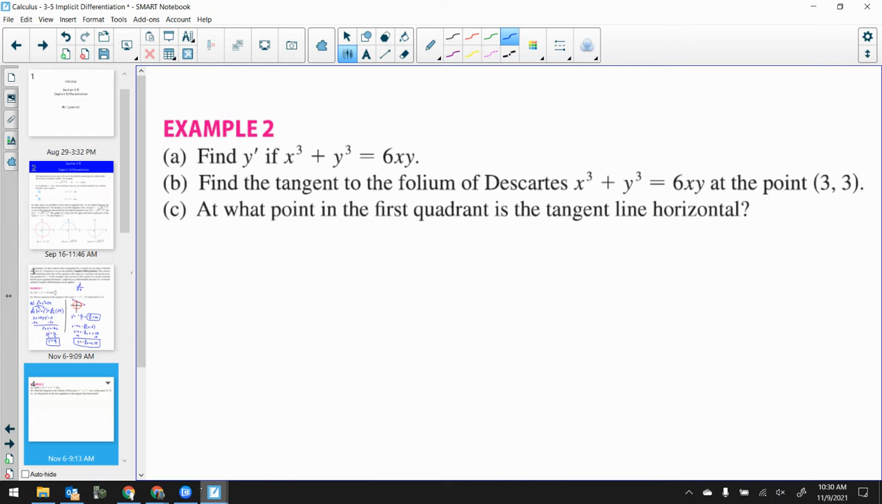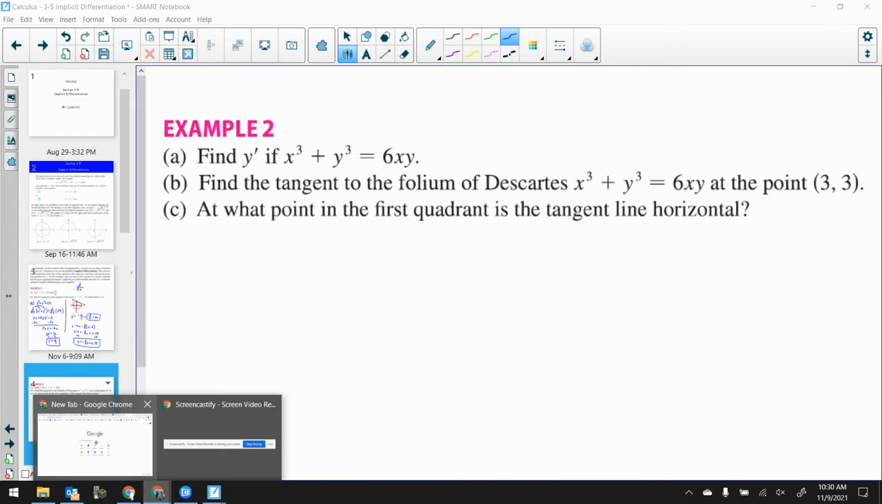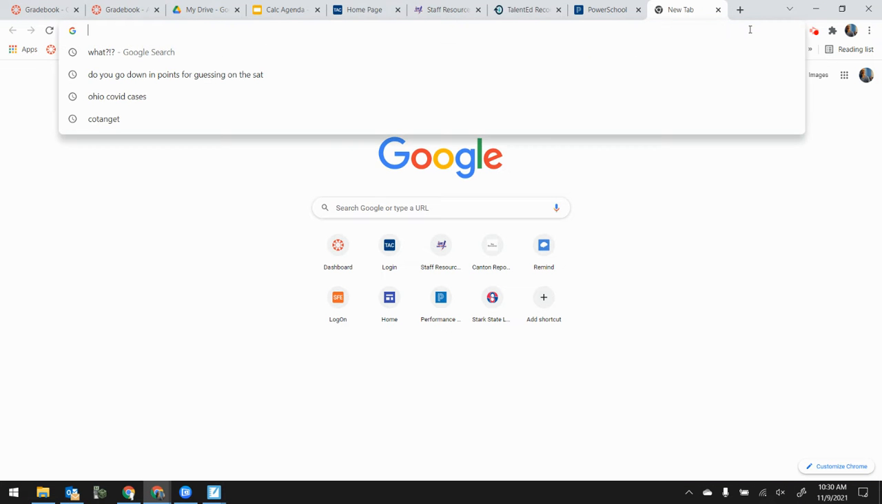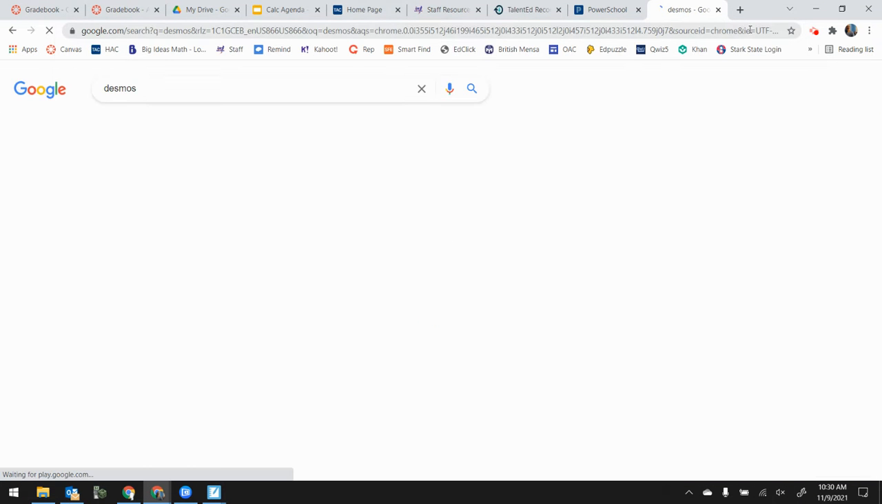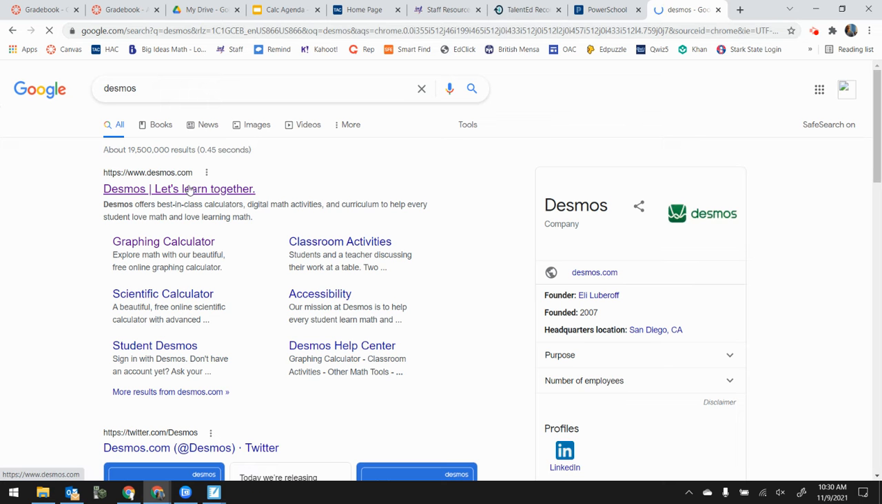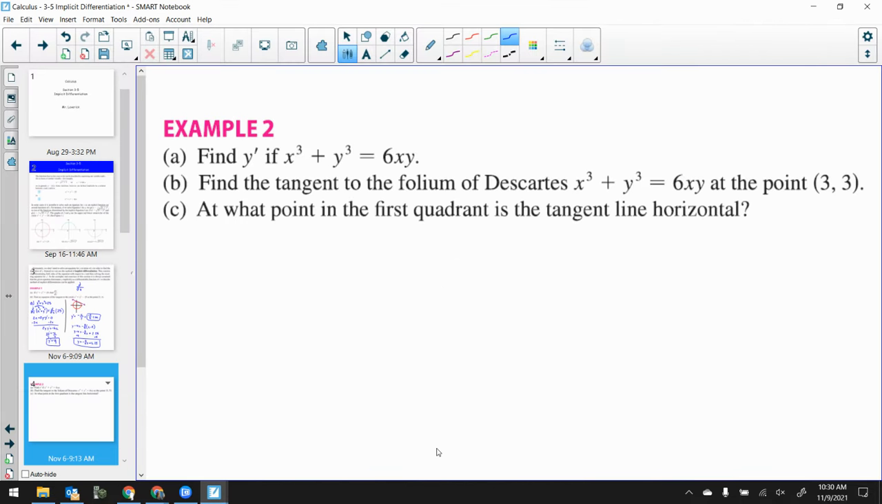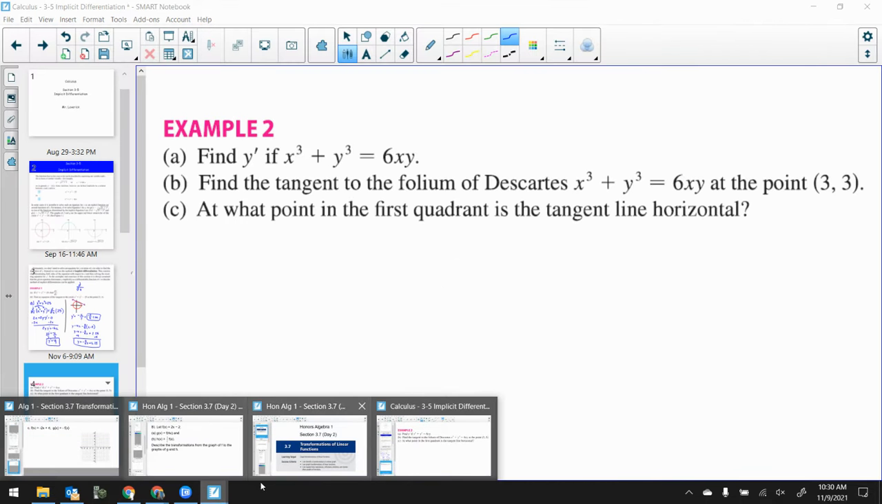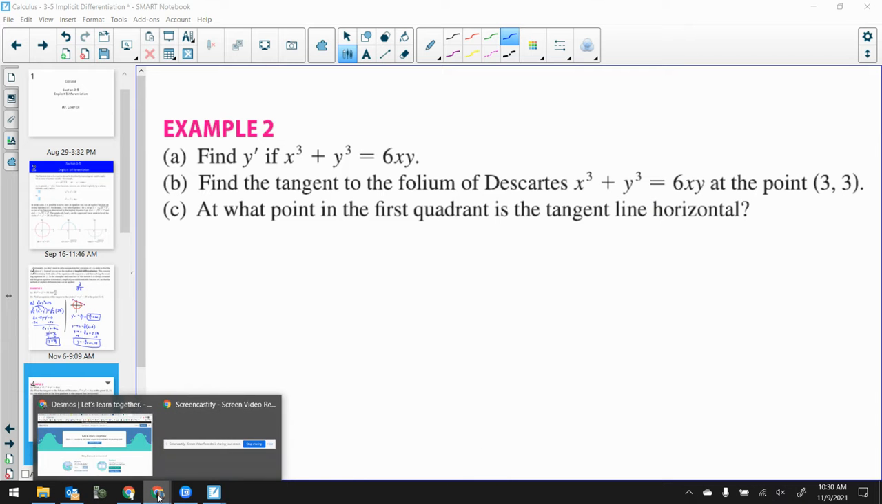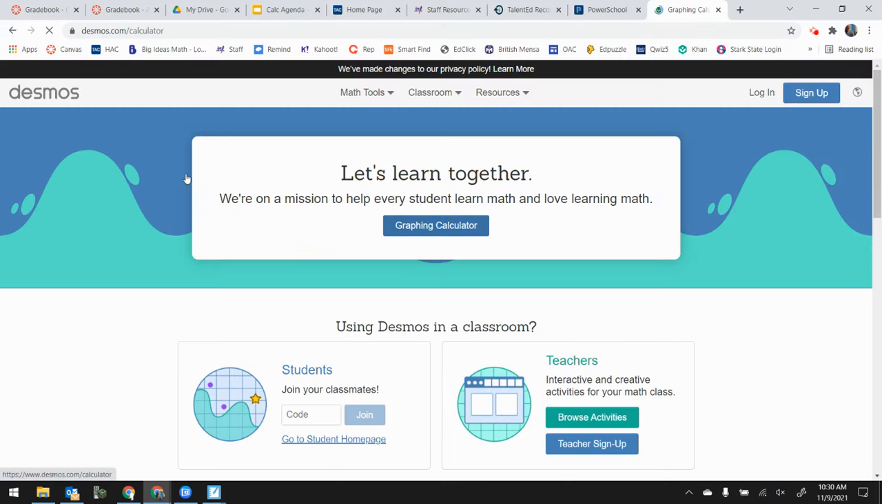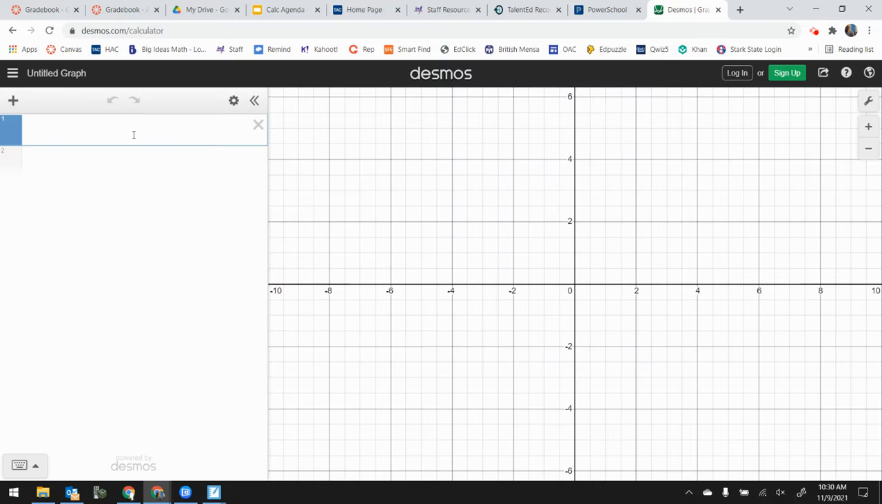Let me bring up Desmos so you can actually see what this thing looks like. Desmos. Again, it was x to the third plus y to the third is equal to 6xy. Graphing calculator. X to the third plus y to the third is equal to 6xy.